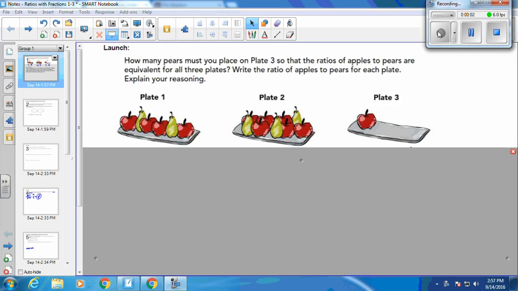Hello and welcome back. Here we are on Notes 1-3, Ratios with Fractions. Finally, you've made it to your video that you'll be viewing on your own. Go ahead, give the launch a shot, pause the video. When we come back, we'll talk about it.